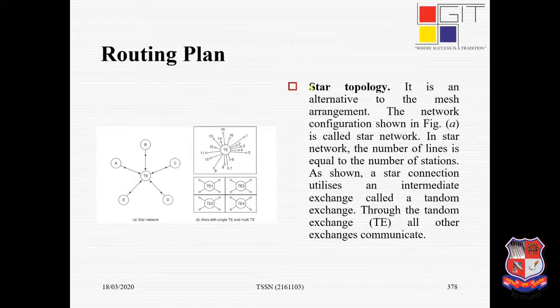Star topology. This is quite a preferred topology because it connects everything to a central hub or node. As you can see over here, you have 5 nodes present, and each of them is connected to one central node. This is called a star network or a star topology. You cannot just have one node in the center. You can have multiple nodes connecting to a central node, and each of these central nodes connecting further down the line to another central node, and so on. The TE represented over here is the tandem exchange, the exchange through which each of the exchanges communicate with each other.